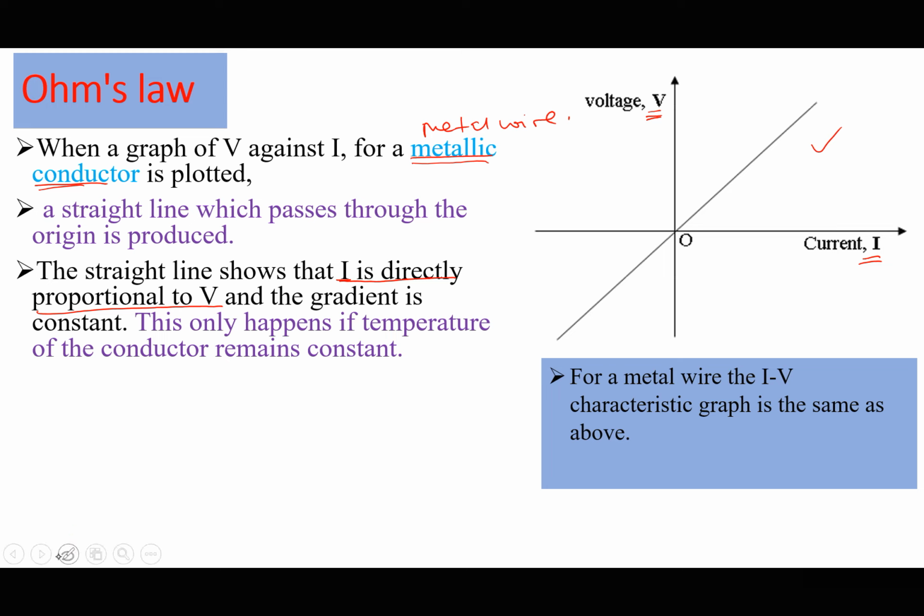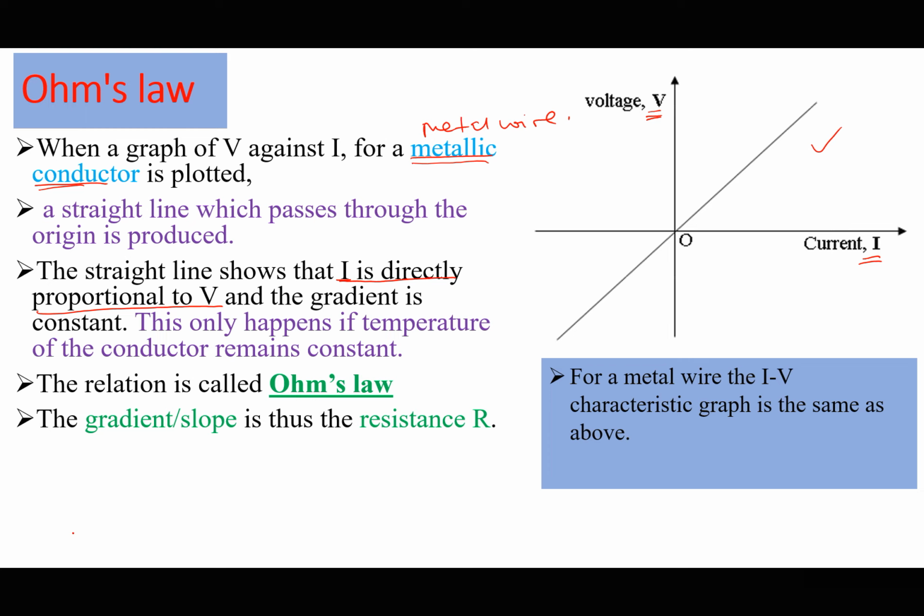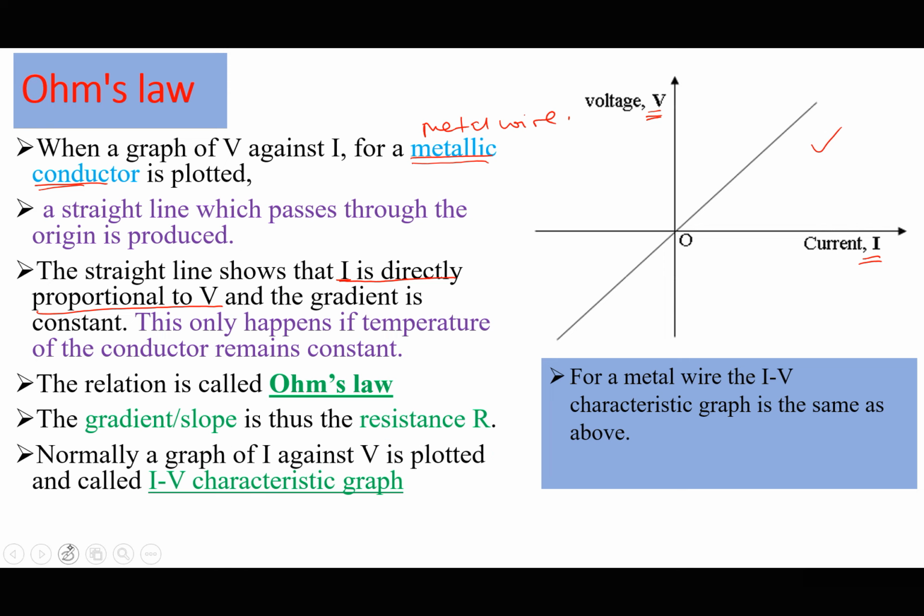This relation is called Ohm's law. The relationship between I and V being a straight line, at constant temperature, is what we call Ohm's law. And of course, the gradient or slope of that graph is called the resistance, or is going to be the resistance. Normally, a graph of I against V is plotted, and that's why we call it the IV characteristic graph.